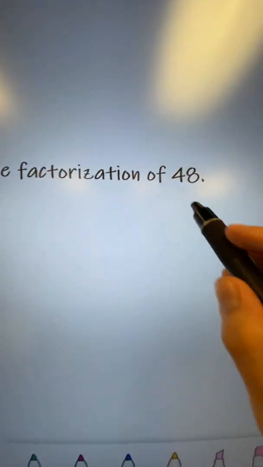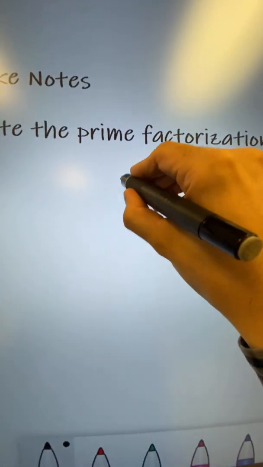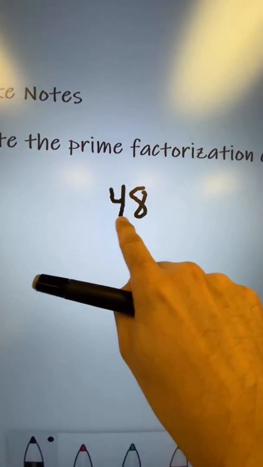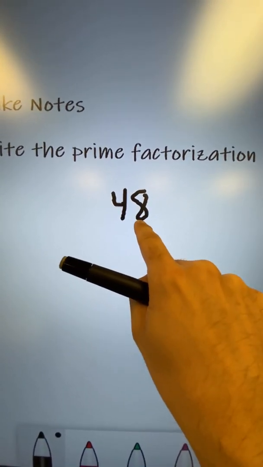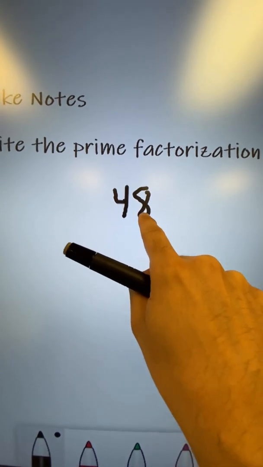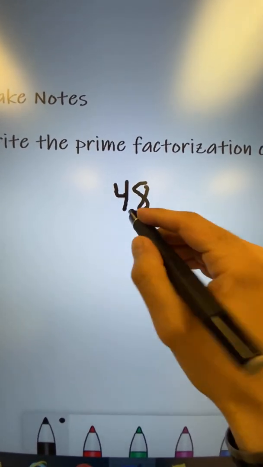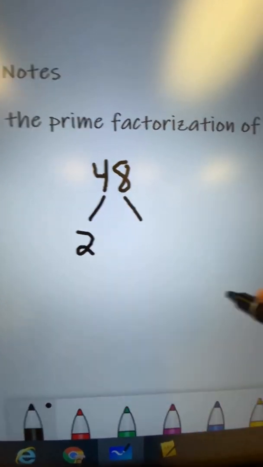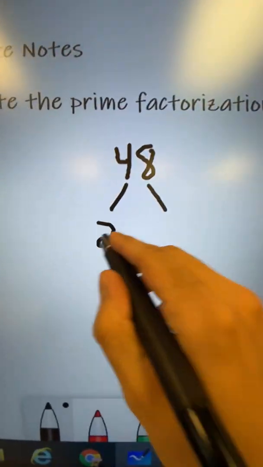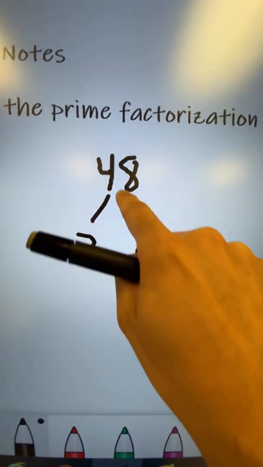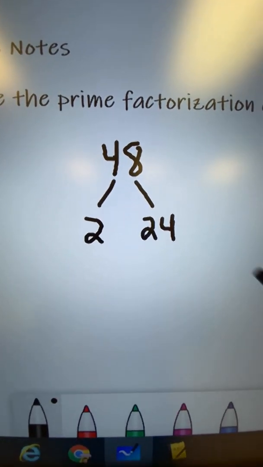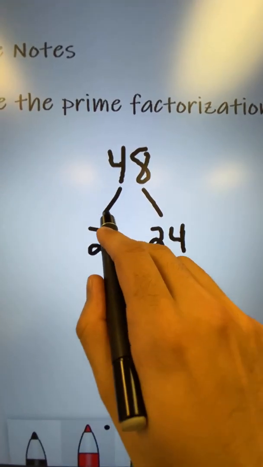And here's our final example, the number 48. So, the prime factorization of the number 48. Notice in this example, 48 is divisible by 2 because it's an even number. Anytime it ends with a 0, 2, 4, 6, or 8, we know we can divide it by 2. So I'm going to use 2 because 2 is a prime number. So 2 times, in this case, 24. These two multiply together to give me back 48. Now I'm going to circle the prime number, which is 2.